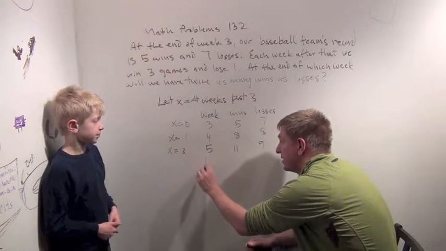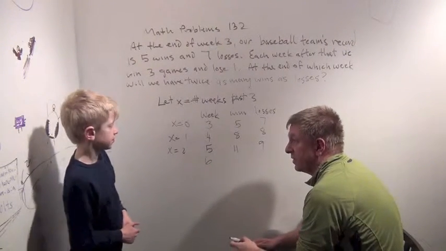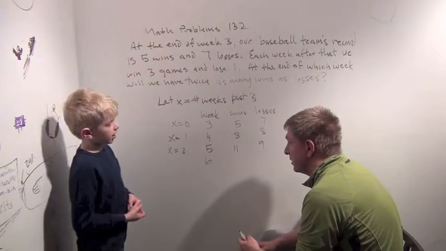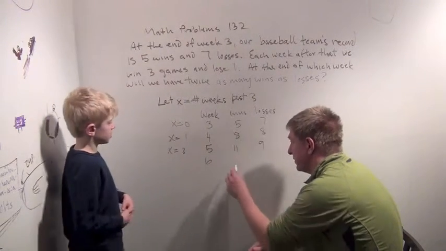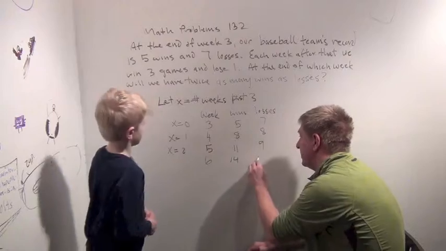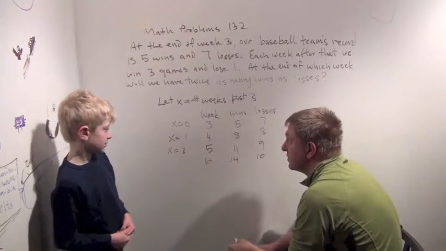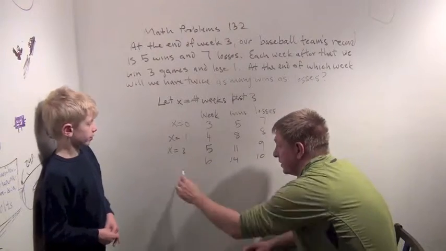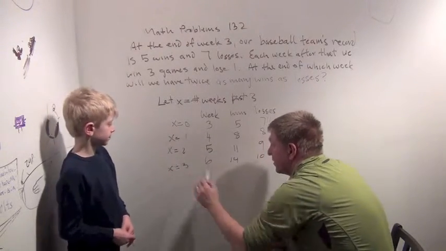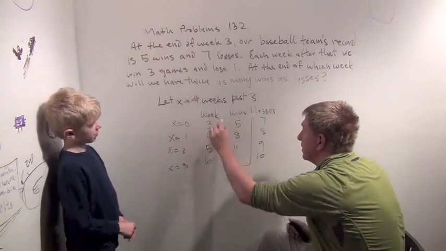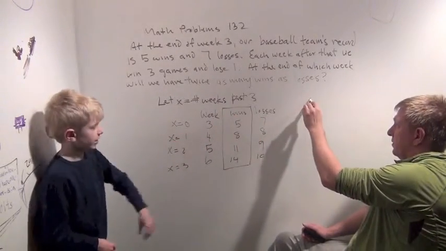Okay, and then at the end of week 6, we didn't do that on our prior chart, but let's do that now. How many wins and losses are we going to have? We're going to have 14 and 10. And what will X be? X will be 3 for that. So we have a pattern for the wins, for example. We're going up by 3.